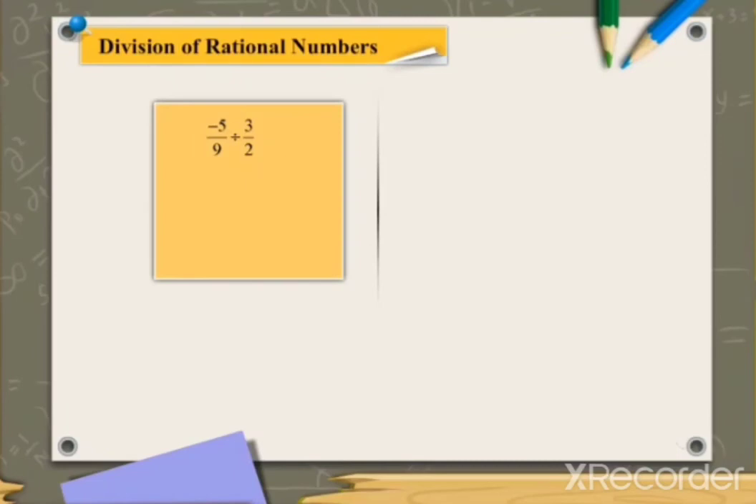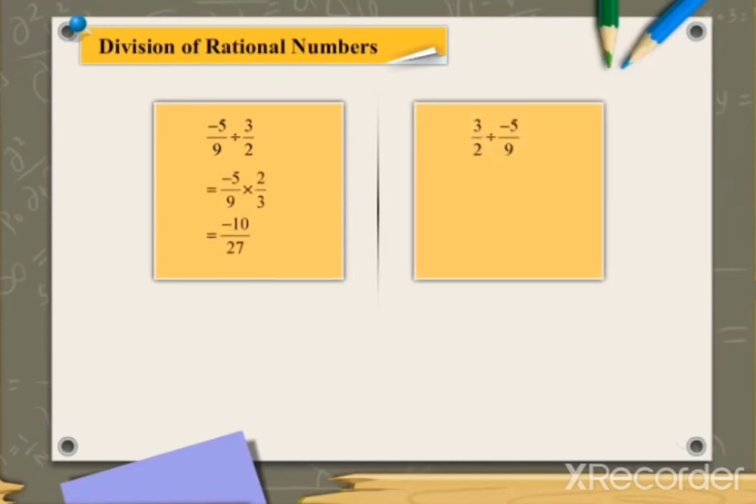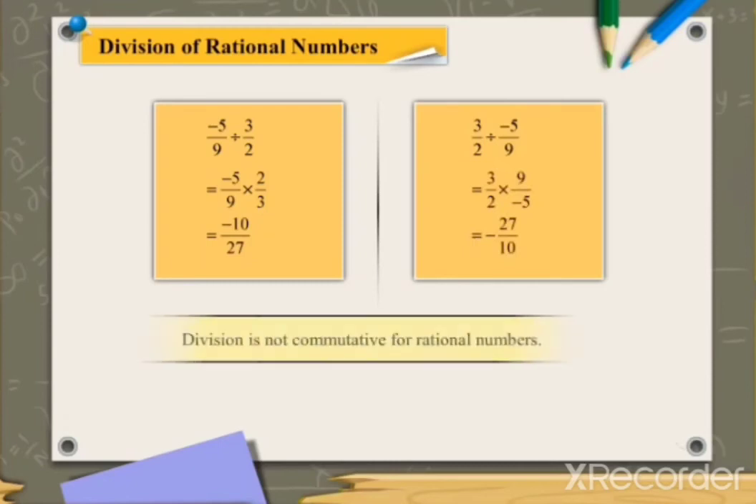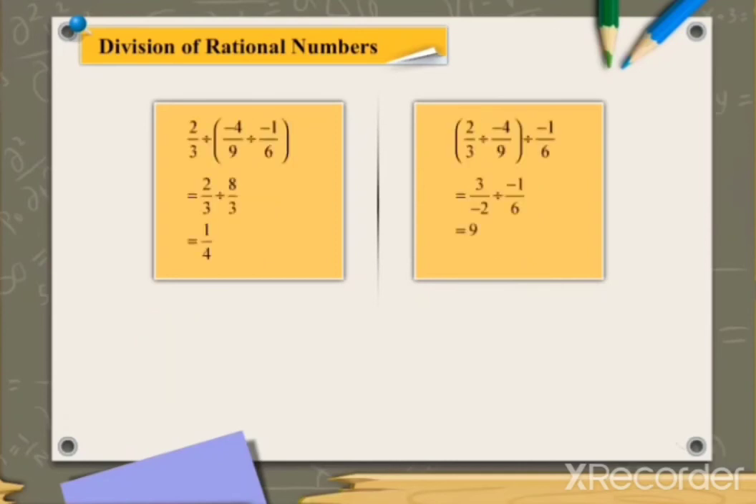Let's divide minus 5 upon 9 by 3 upon 2. The quotient is minus 10 upon 27. Now, on dividing 3 upon 2 by minus 5 upon 9, we get the quotient as minus 27 upon 10. Therefore, division is not commutative for rational numbers.